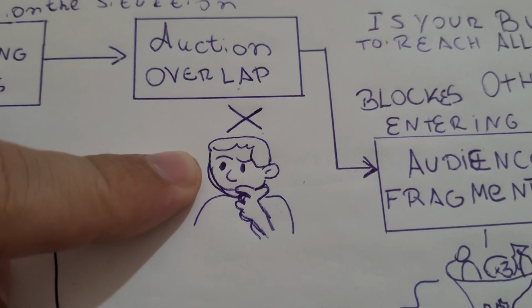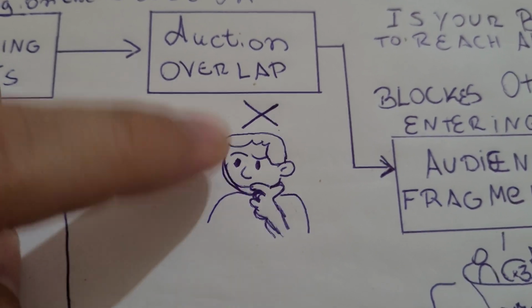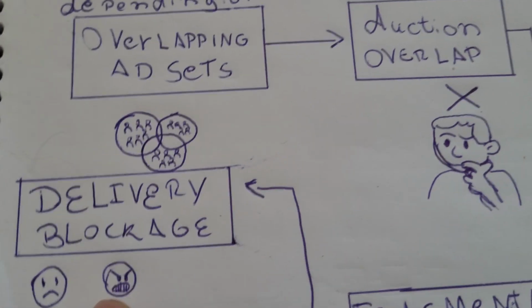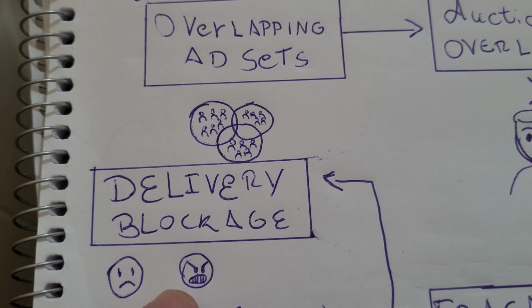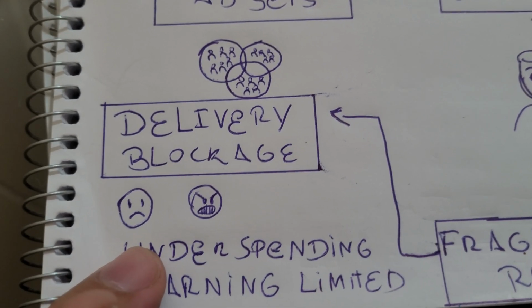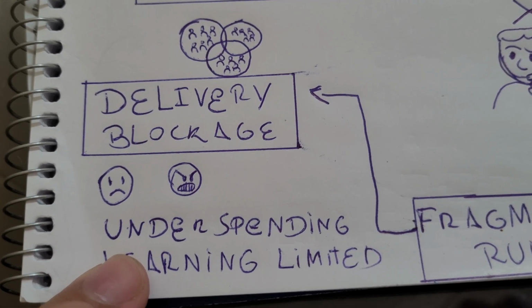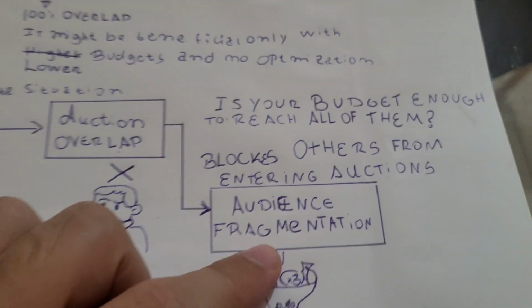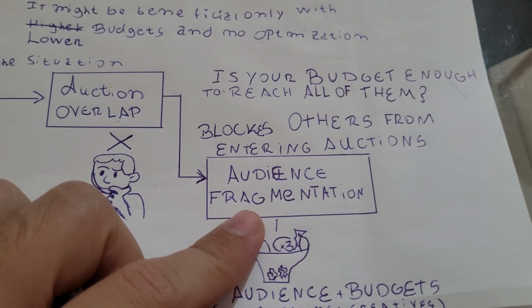Then you come to this decision point because you're left wondering, why is one ad spending and the others aren't? And why is performance unstable? This is auction overlap in action, not a budget problem, but a structure problem, right? When you have this delivery blockage, you get angry, right? So ads that don't win the auction don't get shown, so they underspend and stay stuck in learning limited and deliver unpredictable results, which also leads to audience fragmentation.